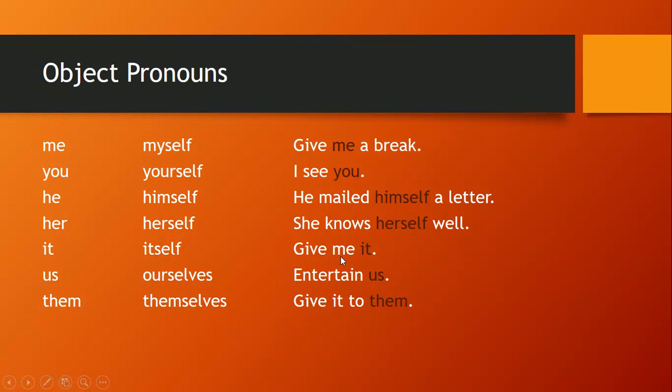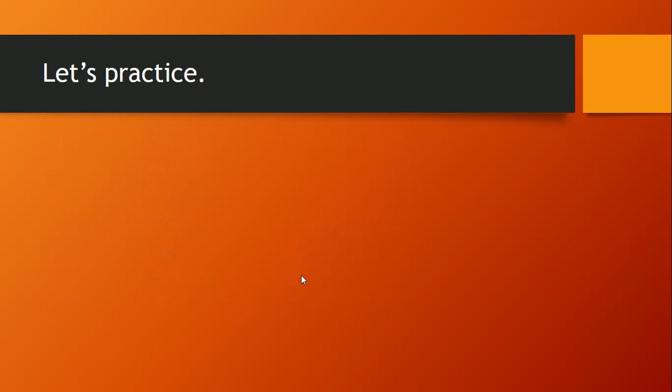What's me? Well, me is the IO. It is the DO. The indirect object getting the direct object. Again, they're both pronouns. Same here. Entertain us is going to be a command. Understood you is the subject.